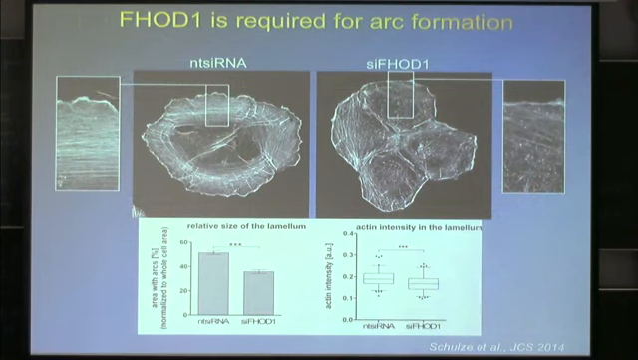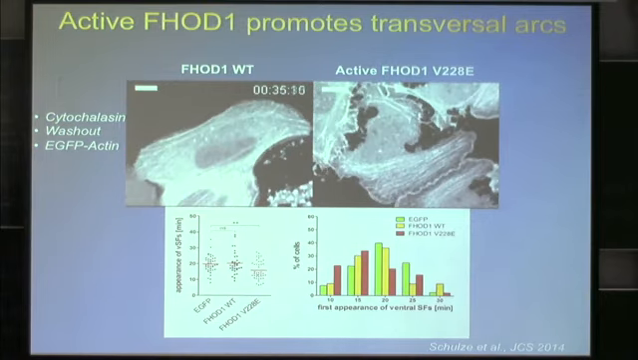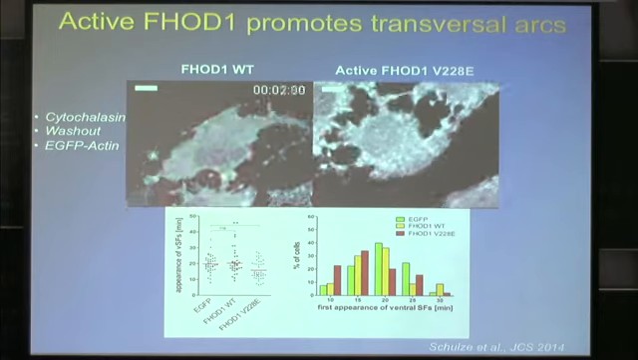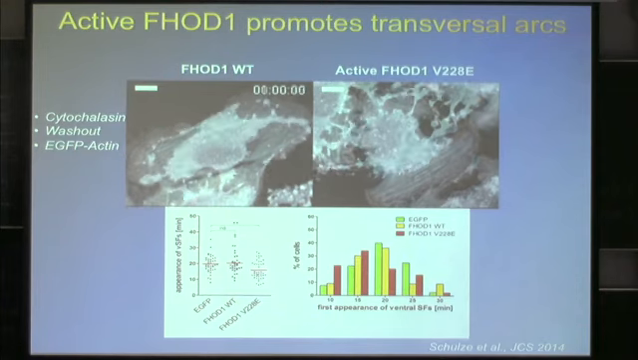When we depleted FHOD, it reduced the number of those nice transversal arcs. We measured the relative size of the lamellipodium or lamellum and the intensity of the actin in this lamellipodium or lamellum. In contrast, when we overexpress the active form, we see an enhanced generation of those stress fibers.